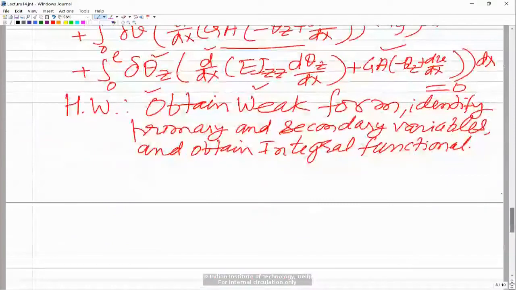So this is a homework problem for you. Now let me go to the finite element formulation.